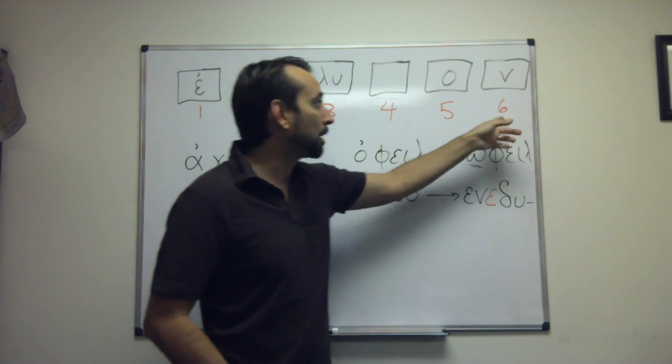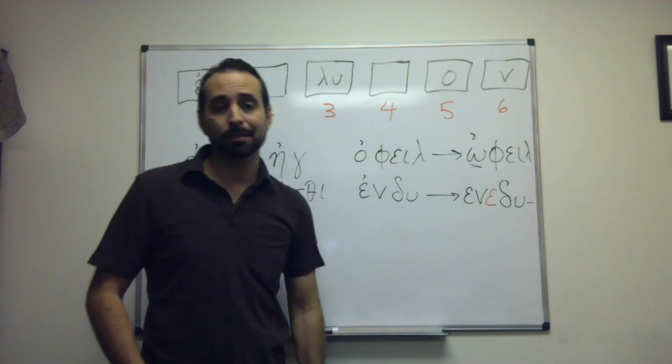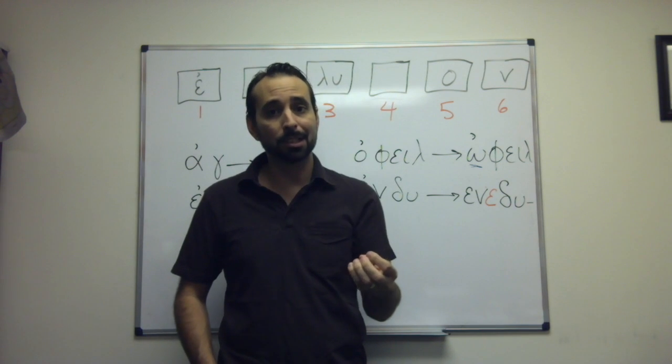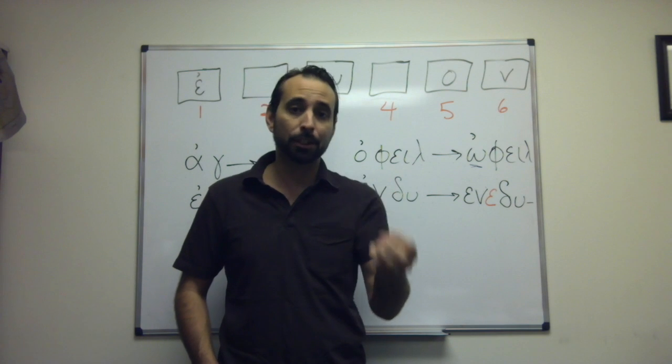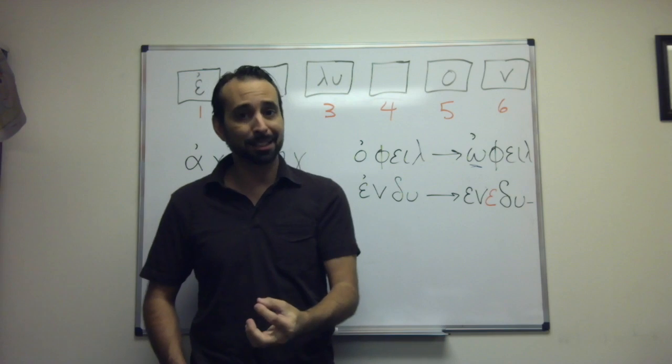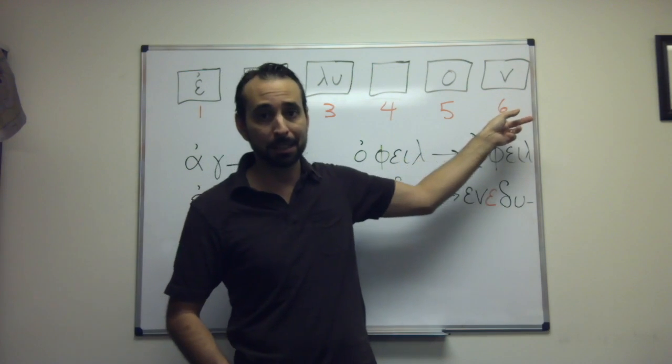Now number 6 box is the endings, and you learned in the present tense two sets of endings: an active set of endings in the first, second, third person, singular, plural, and you learned the middle passive endings. That's the number 6 box.